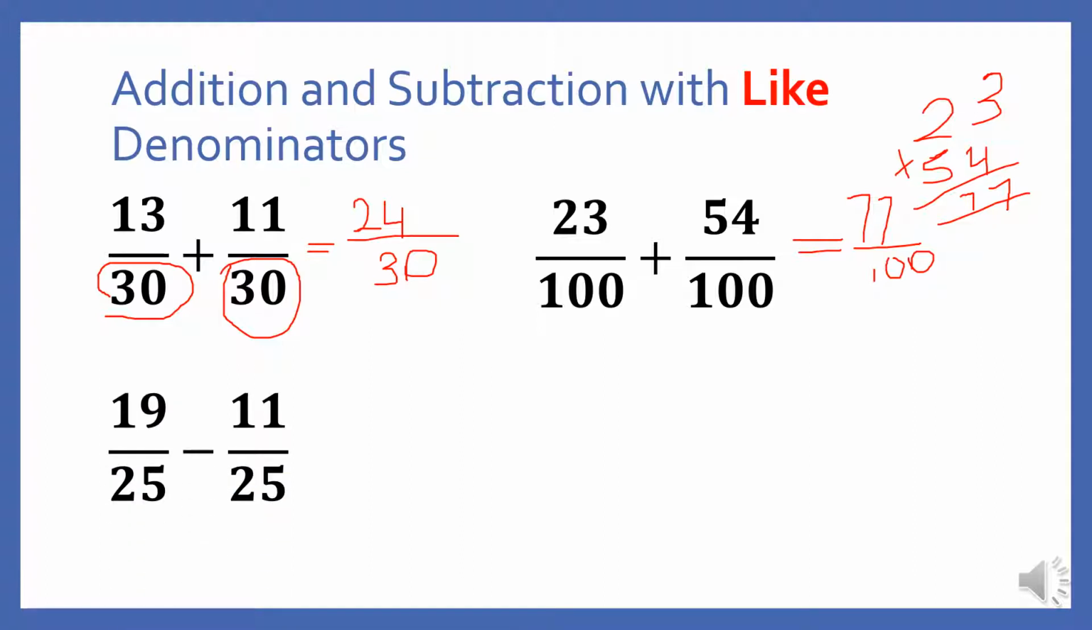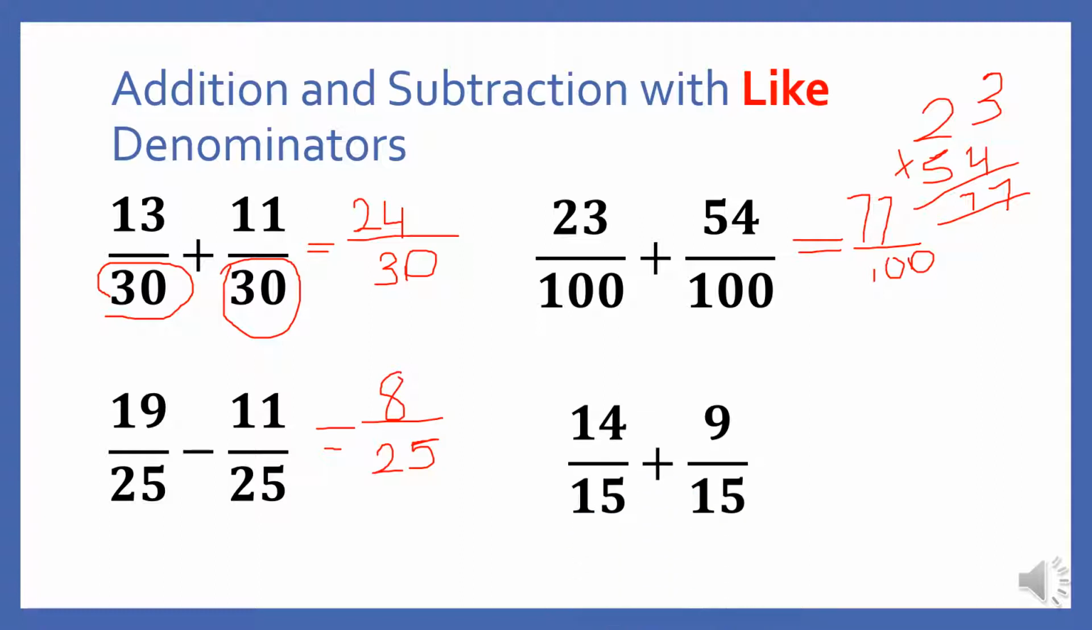Our third example, we are subtracting and we have common denominators. So all we need to do is subtract our numerators. 19 take away 11 is 8 over our denominator, which is 25. Our fourth example, again we have like denominators or common denominators. So all we need to do is, what's the operation sign? Add 14 plus 9, and we are going to get 23 over 15. 15 is our denominator here.